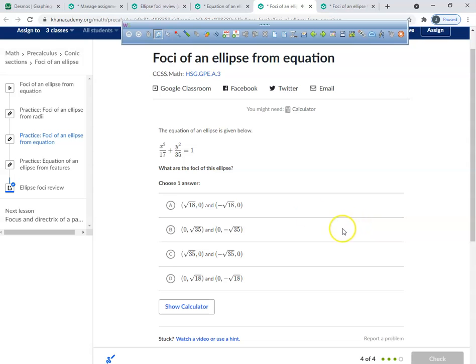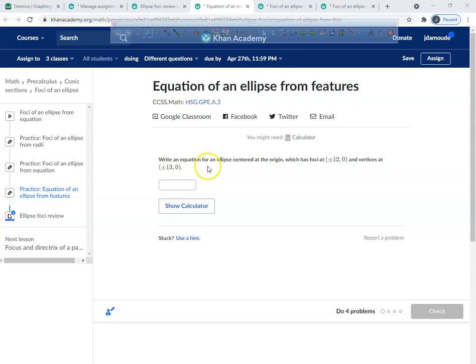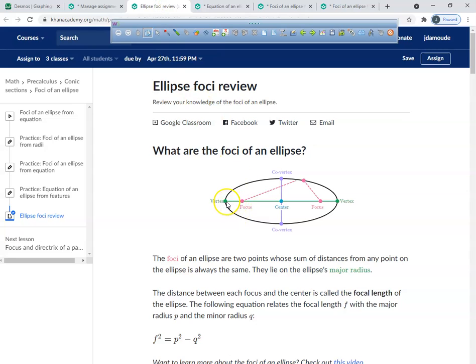All right. So that's all you guys have to do on this. All right, here it says write an equation for an ellipse centered at the origin. Well, that makes it easy. And which has foci at plus or minus 12, 0, and vertices at plus or minus 13, 0. Okay? It didn't say co-vertices, it said actual vertices. Just remember, if we do a review, these are the vertices.